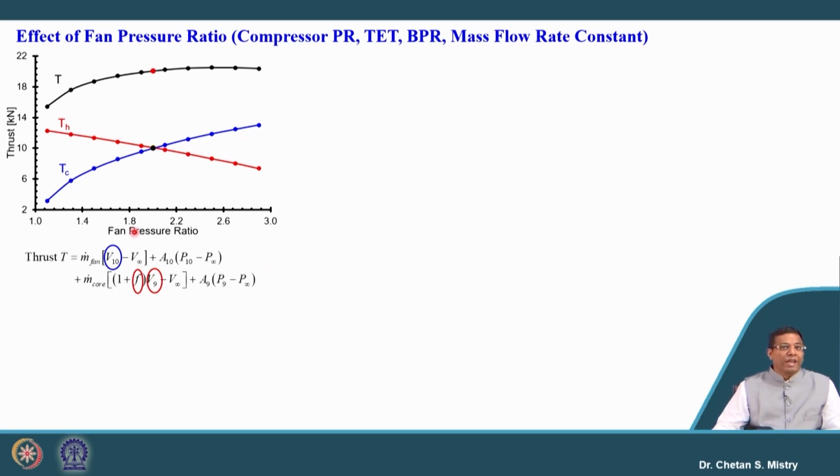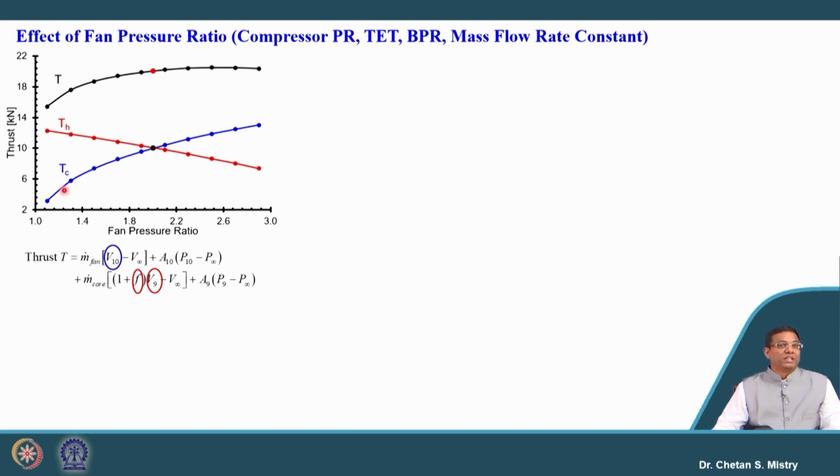Here on the x axis, we are increasing our pressure ratio. With the increase of pressure ratio, the thrust will be increasing. Now, this thrust, I have specifically plotted as hot thrust and cold thrust. Let us try to realize this part. When I say I am increasing my fan pressure ratio, in terms of my thrust equation, I will be having my exit velocity higher.